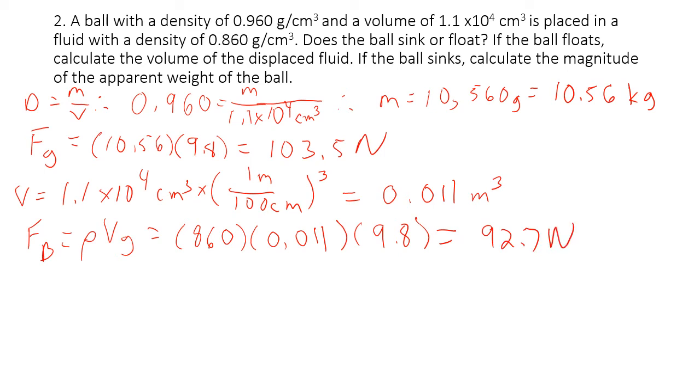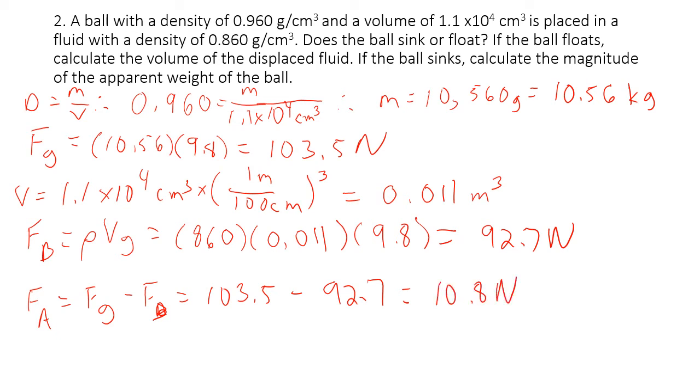And our last step is to find the apparent weight. So F_A, the apparent weight, equals F_G minus F_B. So our force of gravity is 103.5 minus 92.7 for our buoyant force, and that equals, for our apparent weight, 10.8 newtons. All right, and that's our answer for that one.